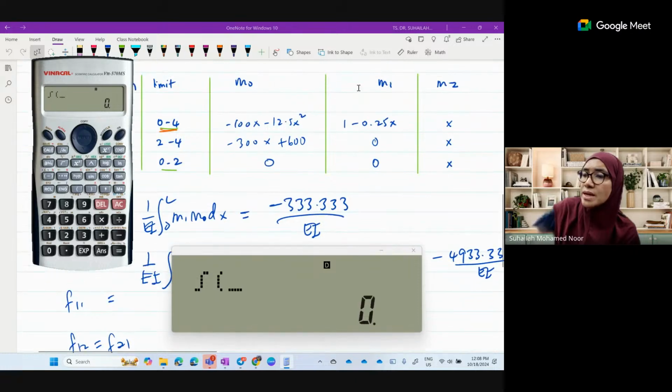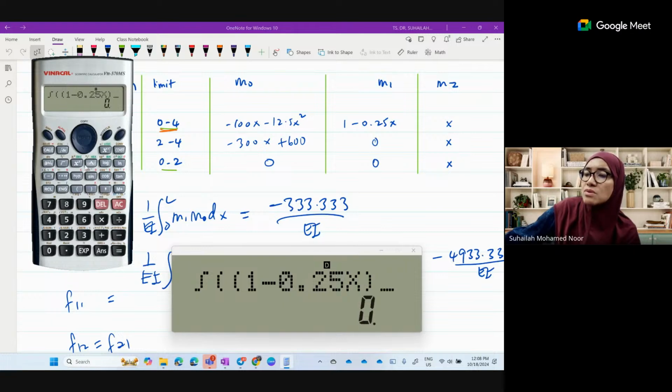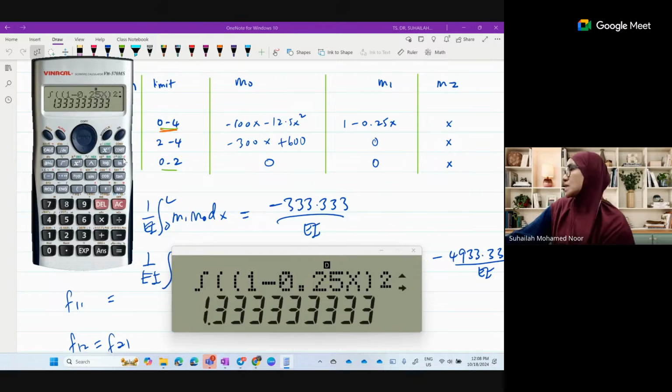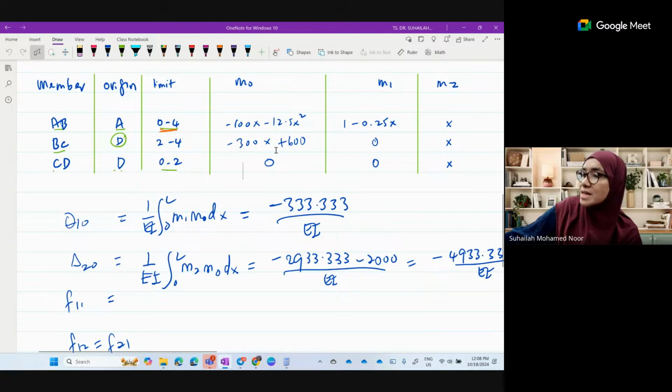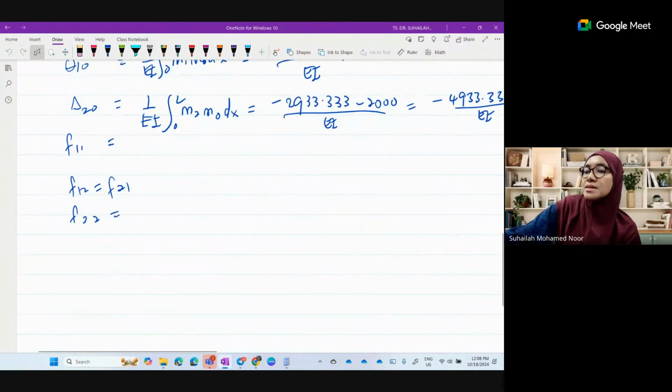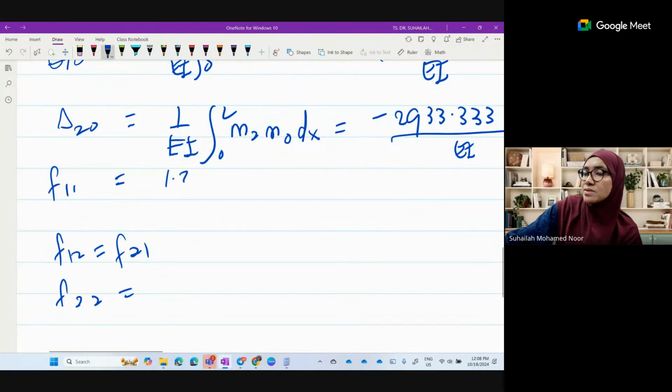M1 square. M1 square means 1 minus 0.25 X, tutup kurungan dan baru square. So limit dia 0, 4. 1.333. Okay, 1.333 only lah, sebab yang lain semua kosong kan? So yang ni adalah 1.333 over EI.